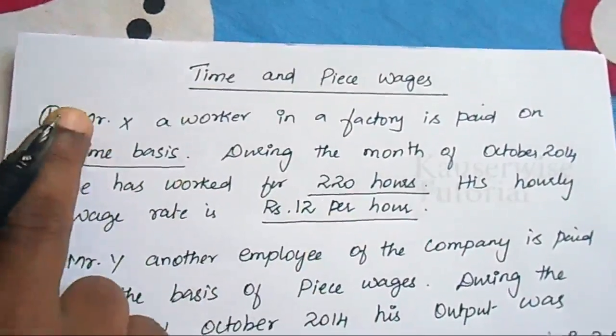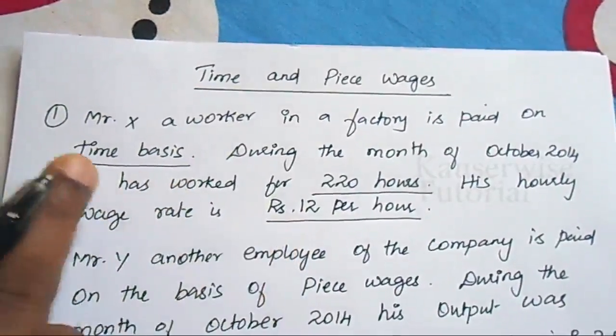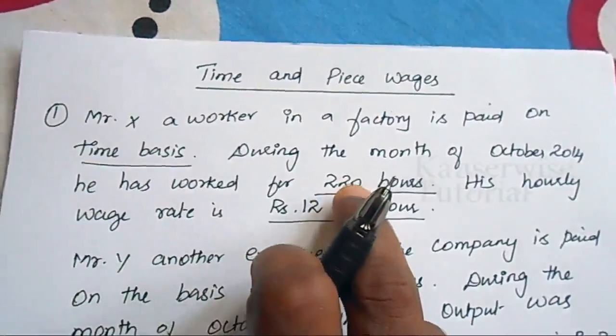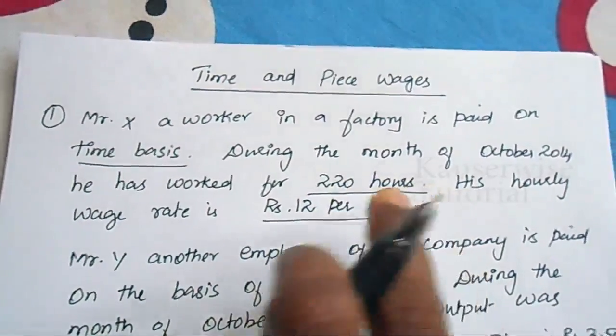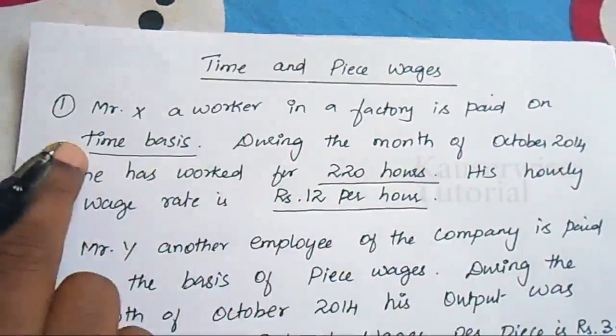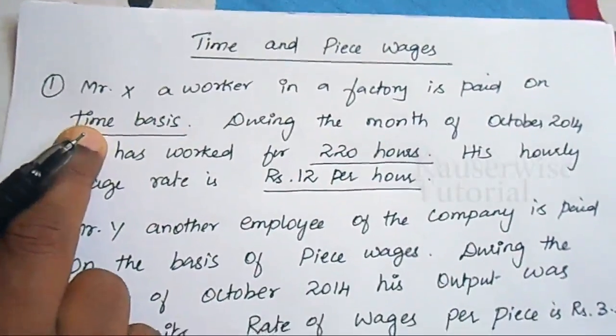So Mr. X receives wage based on time. In that case, you have to see only how many hours he worked and what the rate per hour is. That's all. Just multiply these two things to get the wage according to time basis.